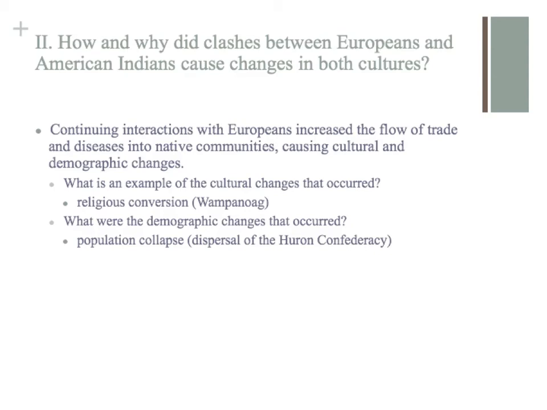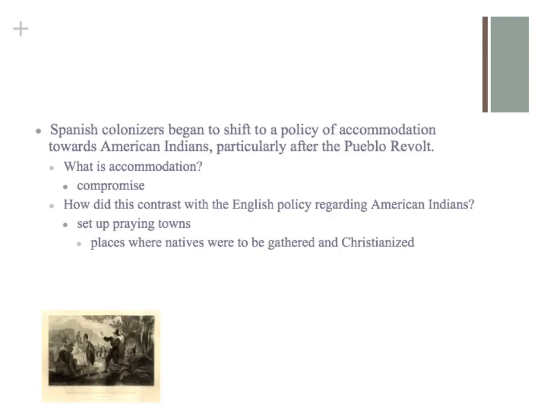And the best example that you might see is the Wampanoag tribe in the Northeast. Number two, the demographic changes that occurred. We talked about that with the Columbian Exchange. You know what's going to happen once they come in and introduce disease, and it's going to be drastic population collapse, which happens all over North America at this time. For our purposes, the main one with the British colonies is the Huron Confederacy and the breakup and dispersal or diffusion of them.